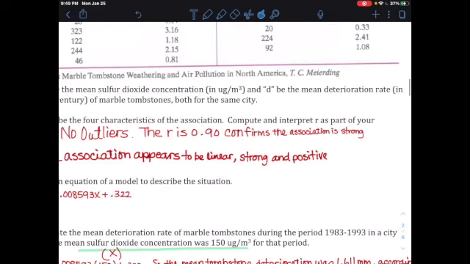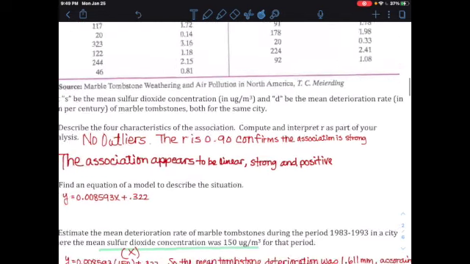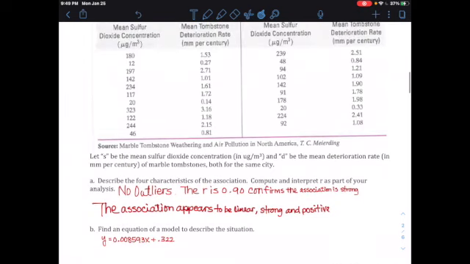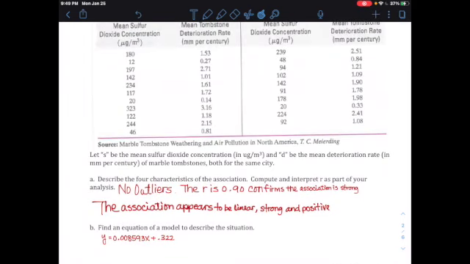Here are the answers for number 2. Everything is in the calculator, and there was no outlier if you look at the picture, and the R was about 0.90, which confirms that the association is very strong. The association appeared to be linear. It's kind of like a straight line because its correlation is about 90%, and it's strong, and it's positive.